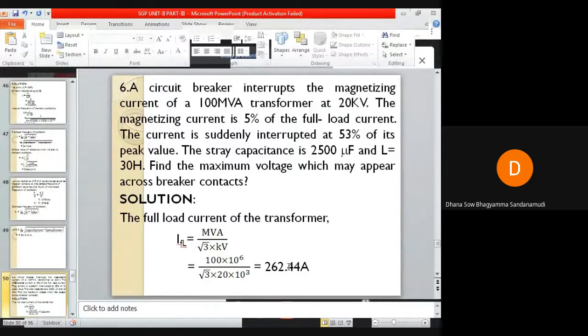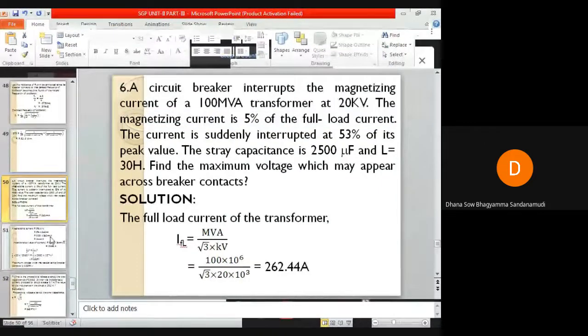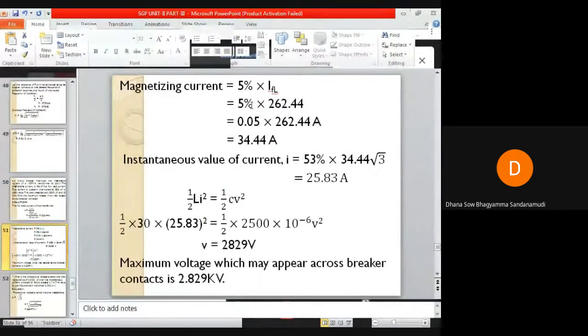Now we have determined the full load current, and in the problem they have mentioned the magnetizing current is 5% of the full load current. So let us determine the magnetizing current. It is 5% of full load current, 0.05 into 262.44. You just multiply these two terms, you will get 34.44 amperes. So you have determined the low inductive current value, that is the magnetizing current, 34.44 amperes.